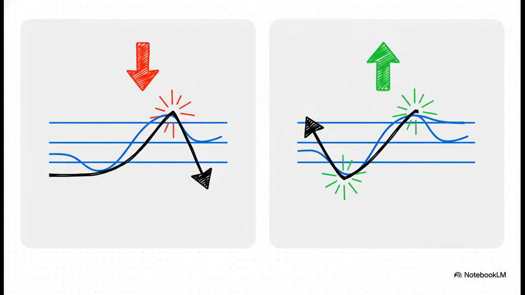And this rubber band idea translates into some really clear, actionable trading signals. When the price touches that upper band, you can think of it as being statistically expensive or overbought. That's a potential sell signal. And on the flip side, when it touches the lower band, it's statistically cheap or oversold. That's your potential buy signal.